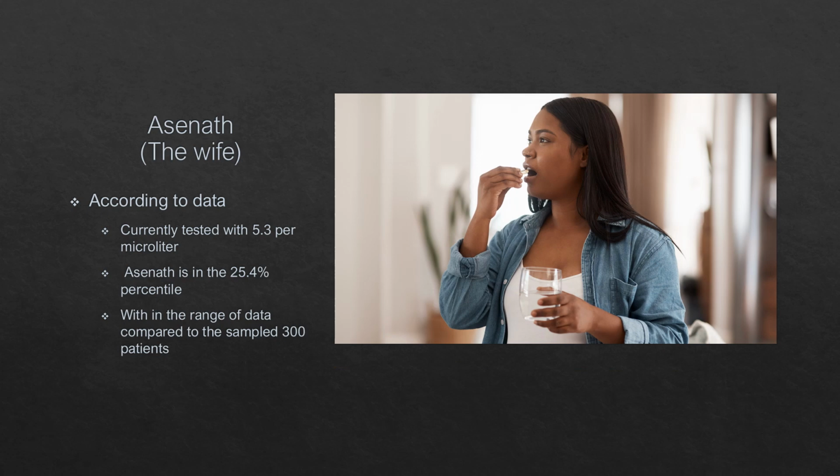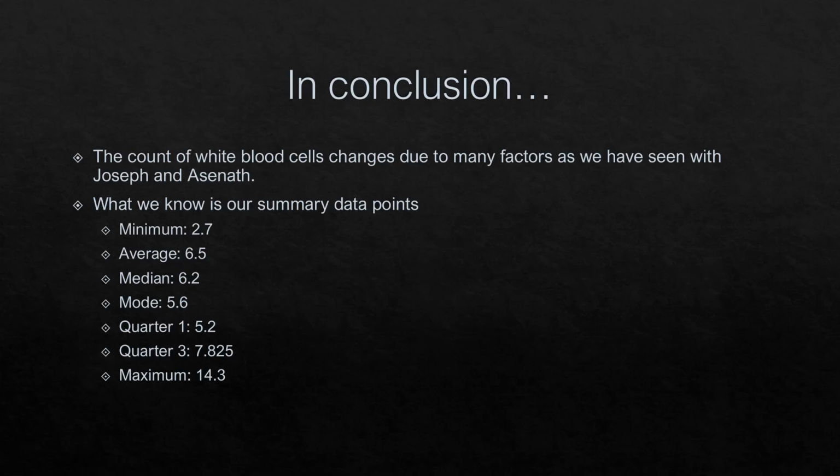However, we have Azeneth on the complete opposite of the scale. Azeneth is currently testing at 5.3 thousandths per microliter, and she is in the 25.4 percentile, which is well within the range of our compared 300 patients. There could be many reasons why our patients are currently testing at their white blood cell count, as well as our volunteers. But what we can conclude from our survey is these summary data points.